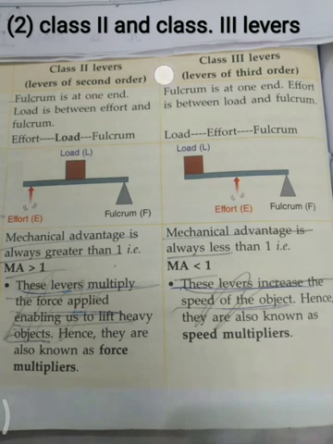Class 3 lever, fulcrum is at one end, effort is between load and fulcrum. Mechanical advantage is always less than 1. These levers increase the speed of the object, hence they are also known as speed multiplier.